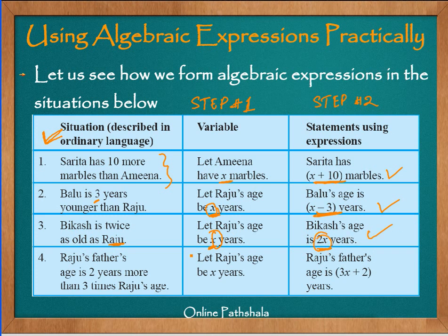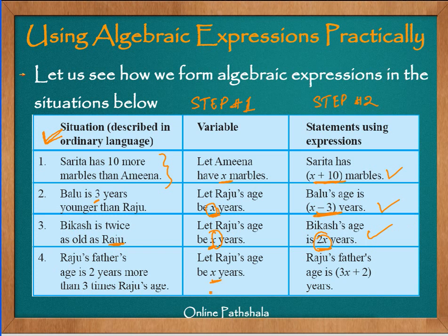Now let us see the fourth example. Raju's father's age is 2 years more than 3 times Raju's age. Now this is a bit complicated. What is it that we know here? We know about Raju's father's age, but we don't know about Raju's age. So as in the previous two examples, because it is unknown, we will use a variable to represent that. So we say that let Raju's age be X years.